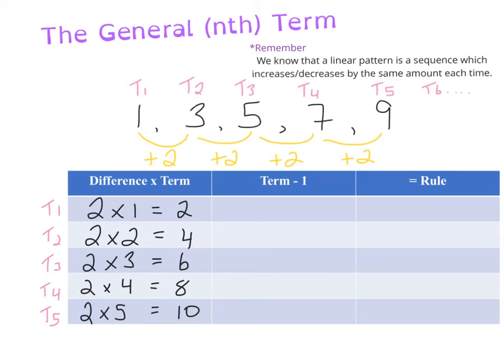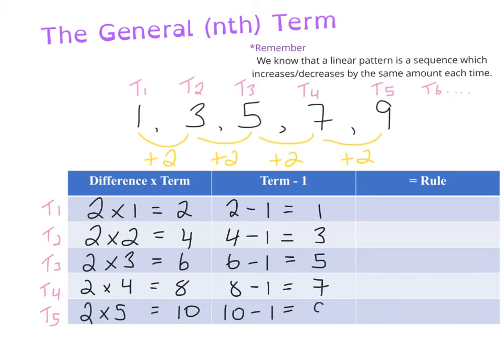Now we take the numbers that we've gotten, which are 2, 4, 6, 8, and 10, and we write them in here again. And we subtract 1 away from each one. So minus 1, minus 1, minus 1, minus 1, and minus 1. And they should reveal to us each term. So let's see. 2 take away 1, 1. 4 take away 1, 3. 6 take away 1, 5. 8 take away 1, 7. 10 take away 1, 9.